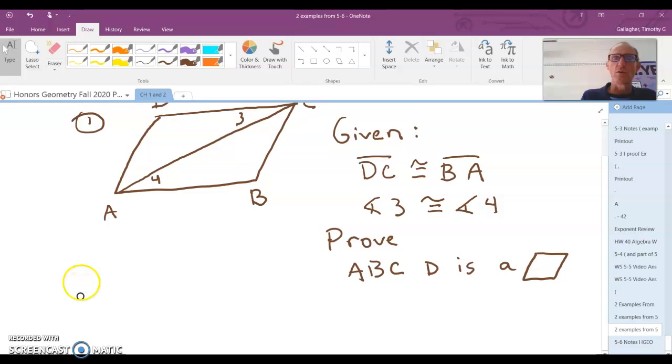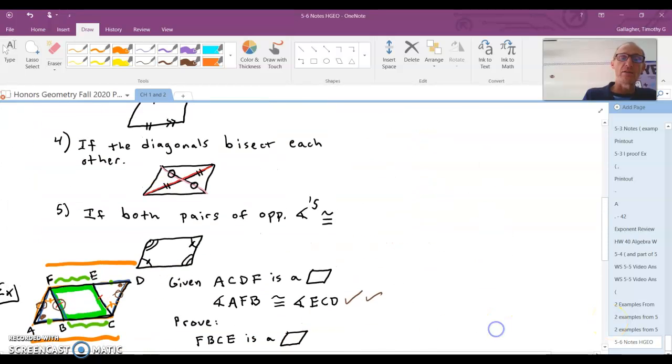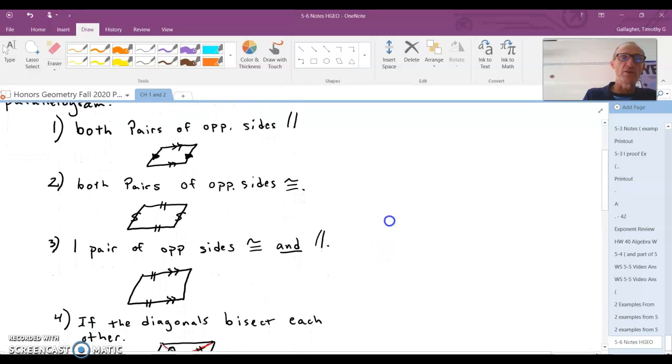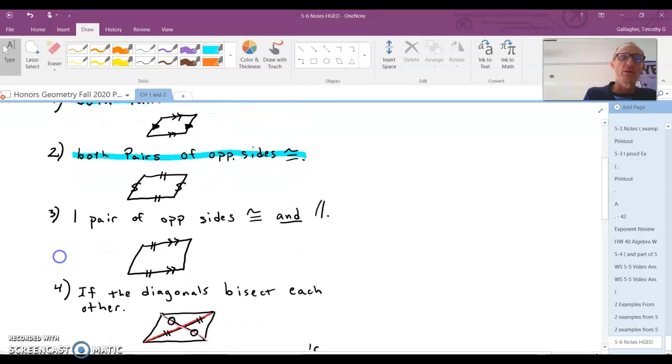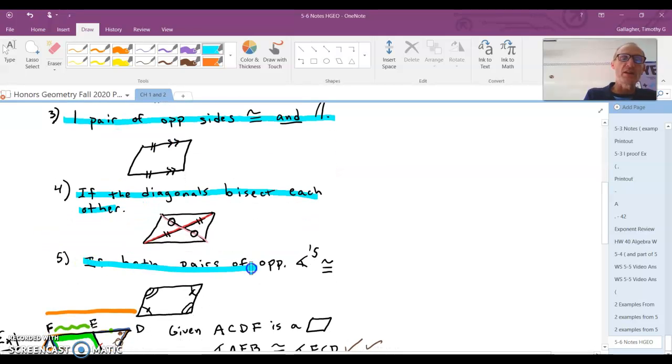So how do we do that? Well, let's put down the givens. If you remember from the 5-6 notes, there are 5 ways to prove a quadrilateral is a parallelogram. 1 is both pairs of opposite sides parallel. 2 is both pairs of opposite sides congruent. 3 is one pair of opposite sides congruent and parallel. 4 is if the diagonals bisect each other, and 5 is if both pairs of opposite angles are congruent.